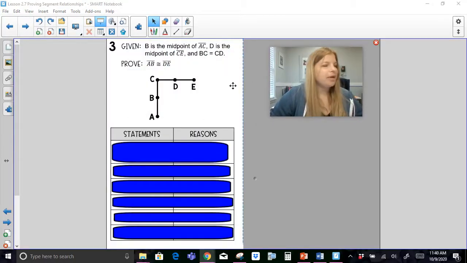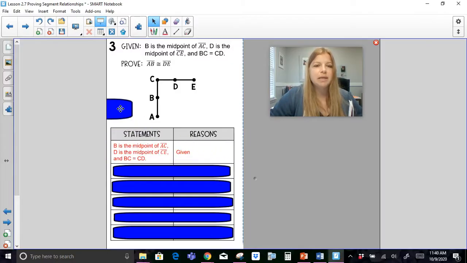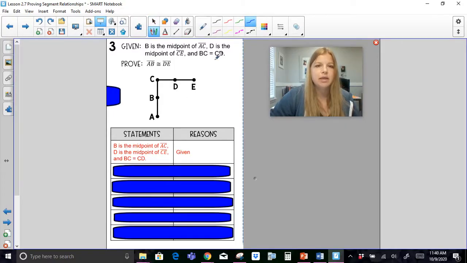Okay, proof number 3. We are given that B is the midpoint of segment AC, D is the midpoint of segment CE, and BC equals CD. Okay, so there's a lot going on here. We're bringing back midpoint. We had midpoint in a previous lesson, that every time we talk about there being a midpoint, we could say two segments are congruent to each other. We're also given that BC is equal to CD, that those measures are equal. We have to prove that segment AB is congruent to segment DE.